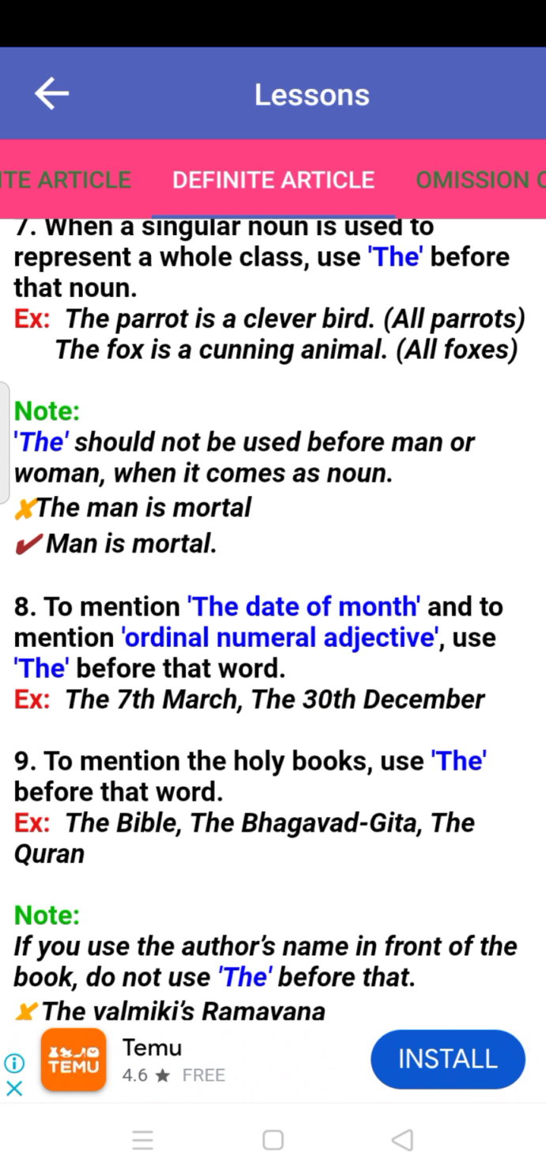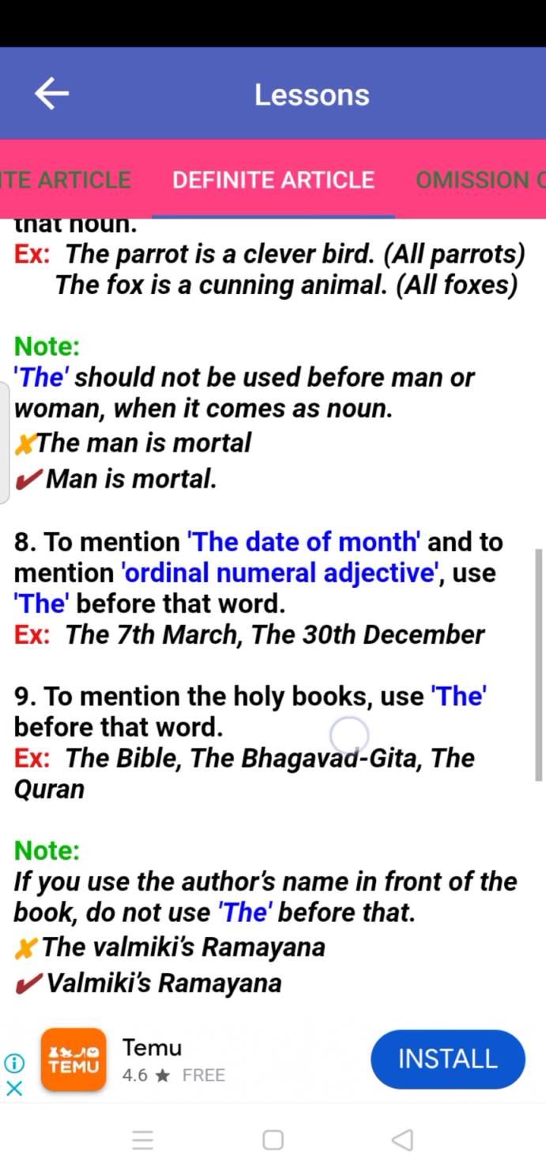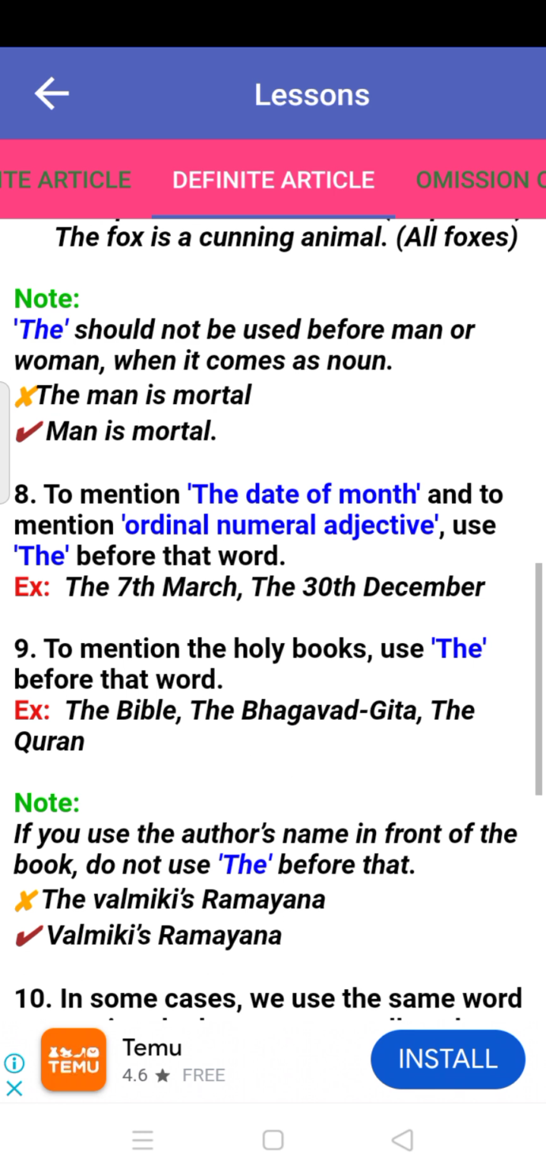Here is a note: the should not be used before man or woman when used as a general noun. So we don't use the before man or woman in that case. The man is mortal is a completely wrong sentence. Man is mortal is correct, because we don't use the before man or woman.